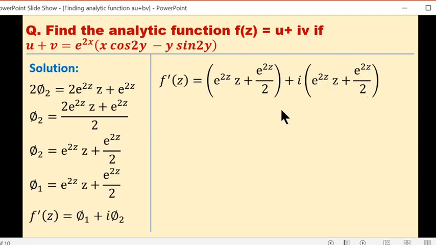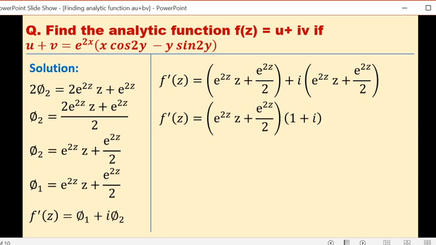Okay, here we can simplify this further. As you can see, we can take e raised to 2z into z plus e raised to 2z upon 2, this whole bracket, as common. So what is left? 1 plus i. So this is our f dash of z. What do we have to find out? f of z. Where have we reached? f dash of z.